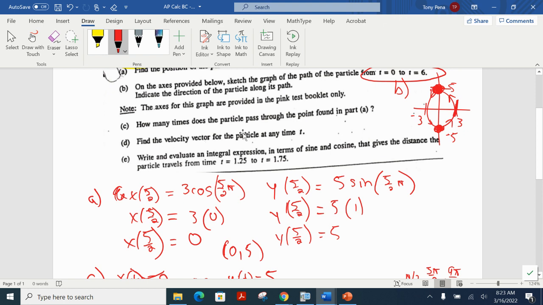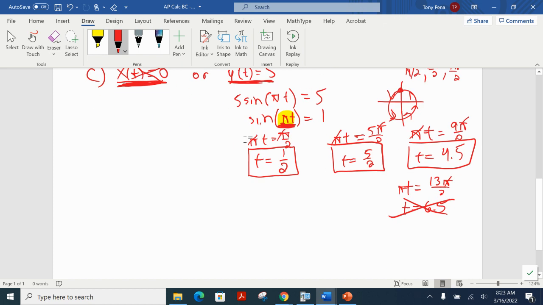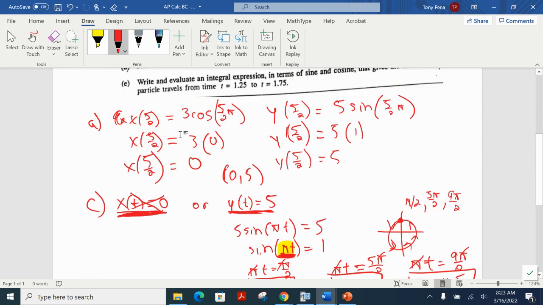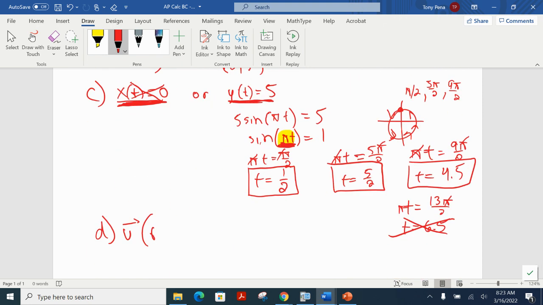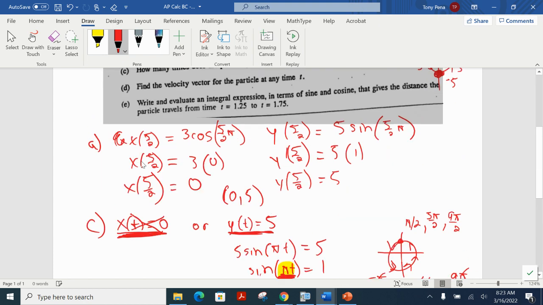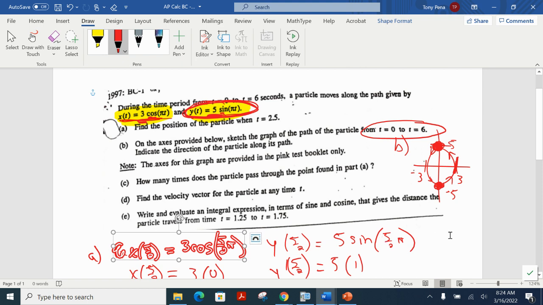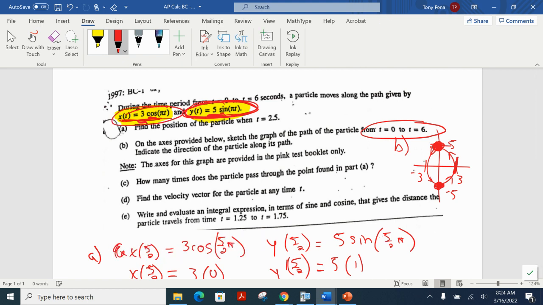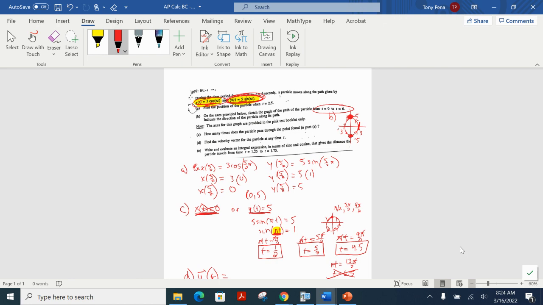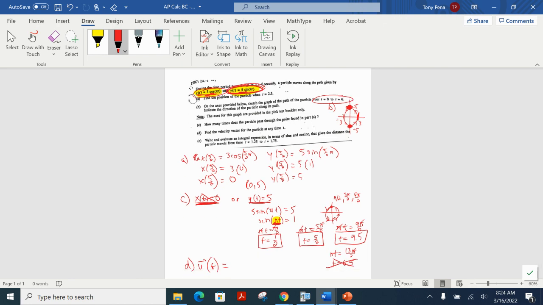find the velocity vector for the particle. So velocity vector, that's pretty simple. My velocity vector at any time t, pretty straightforward. You're just going to take the derivative of this guy. I'm actually going to leave you that. I know you can do that. You don't need to listen to my voice tell you how to do that. You're just going to take the derivative of each of those.